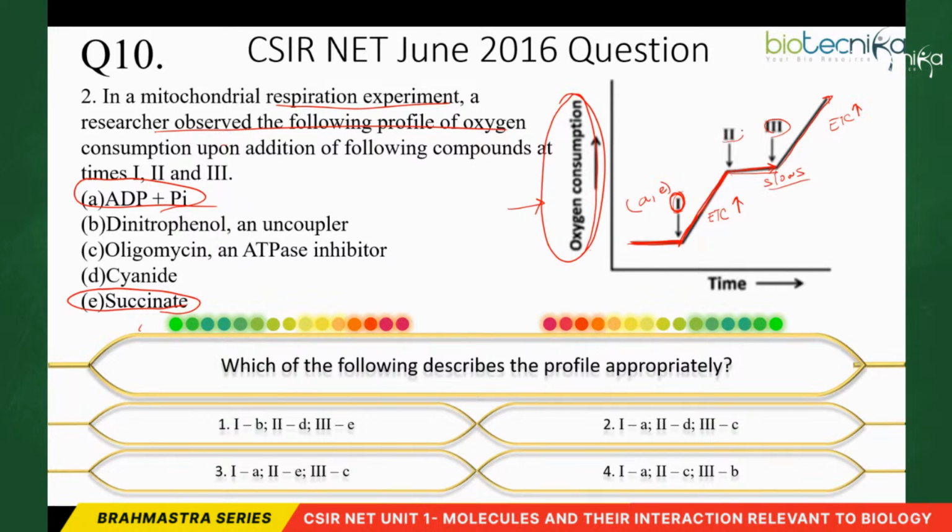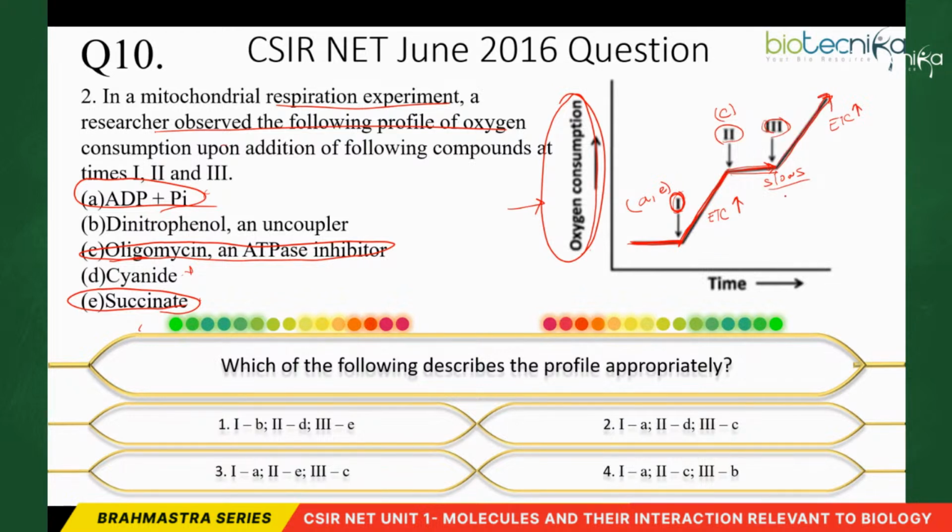Then after adding 2, you can see the oxygen consumption has slowed down. This is only possible when you add oligomycin, because if you add cyanide, then it would completely stop. So 2 cannot be cyanide, and 2 cannot be substrates either, because otherwise it would have increased more. So it can be C.